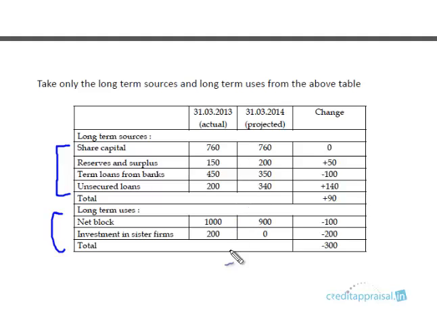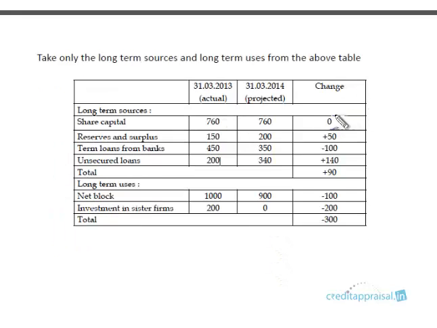So you add up all the long-term sources, you add up all the long-term uses, and then you find the difference, okay? The company is saying we will not bring any share capital. The company is saying we will retain a profit of 50 lakhs from our operations. There is also a repayment. It looks like the company has a term loan borrowed sometime in the past, and now the repayment has started. So the company has to make a 100 lakhs repayment in this year. That is a long-term use, or alternatively you can say it's a negative figure in the long-term sources. Either way, okay.